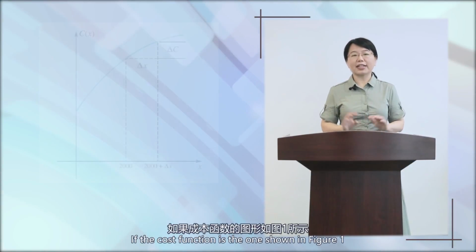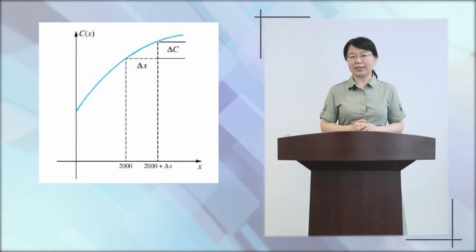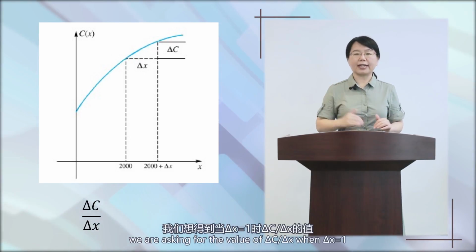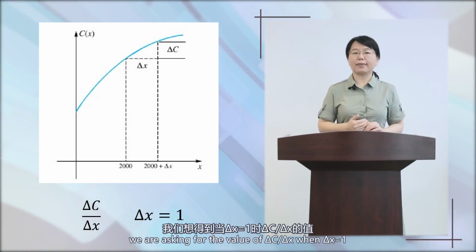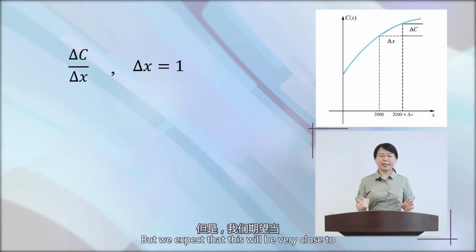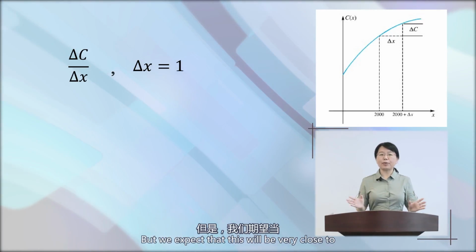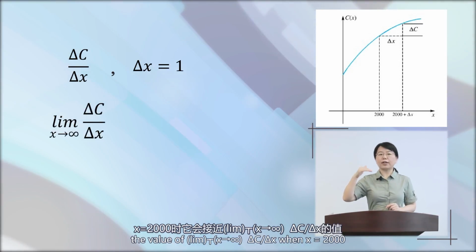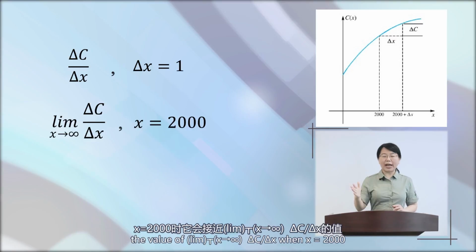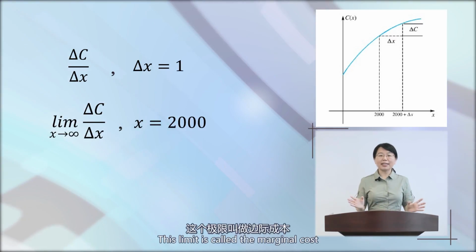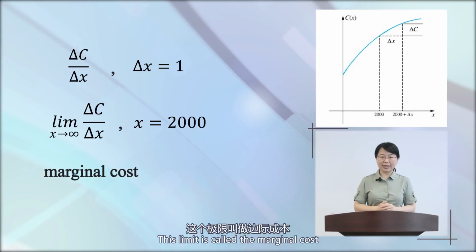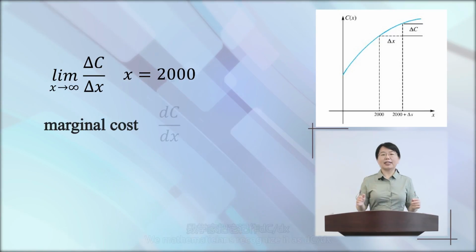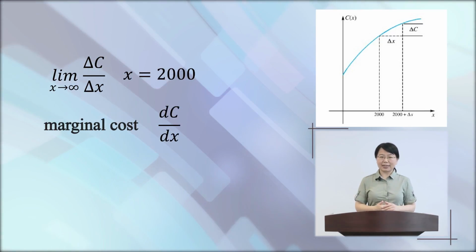If the cost function is the one shown in this figure, we are asking for the value of delta C over delta x when delta x is 1. But we expect that this will be very close to the value of the limit of delta C over delta x when x is 2,000. This limit is called the marginal cost. We mathematicians recognize it as the derivative of C with respect to x.